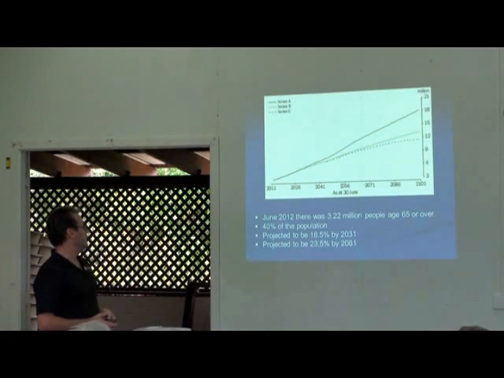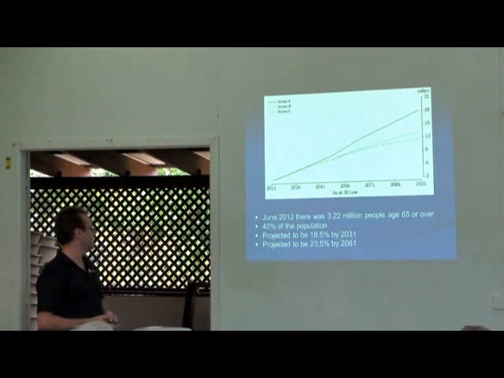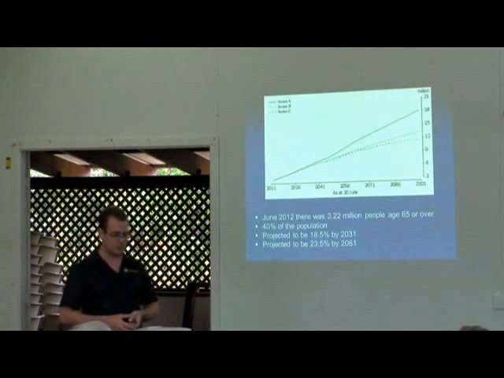Currently, we have 3.2 million people aged 65 or over in our population. This is projected to rise to 18.5%. Sorry, I've got a stat wrong there. 18.5% by 2031 and 23.5% by 2061.